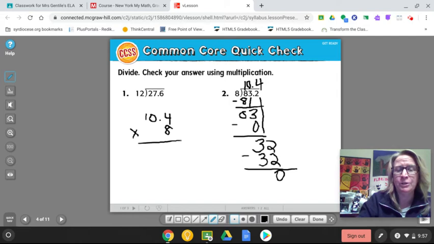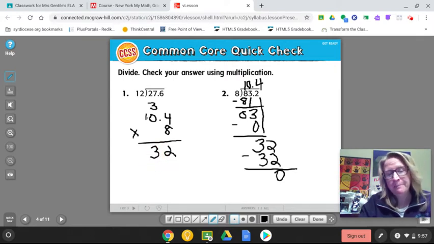We're multiplying. So 4 times 8 is 32. Put my 2 down here. Carry my 3. Or regroup my 3. It's all different terms now. 8 times 0 equals 0, plus 3 equals 3. And 8 times 1 equals 8. 832. I can't be right.